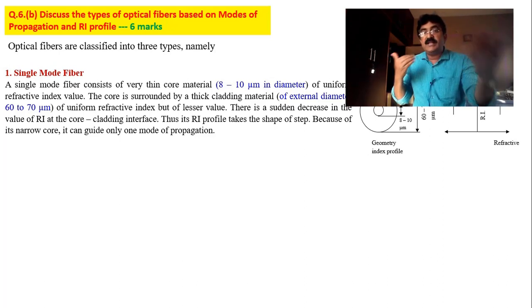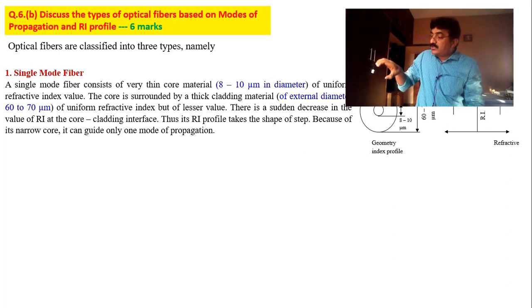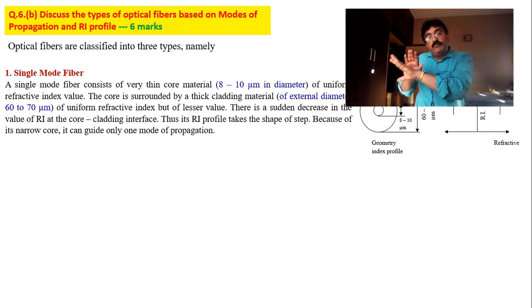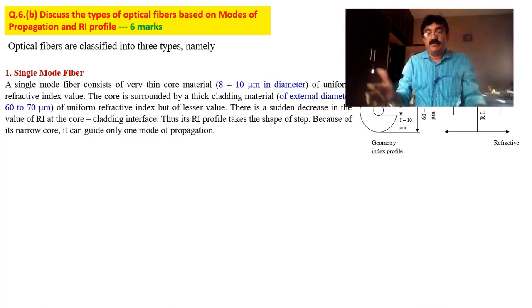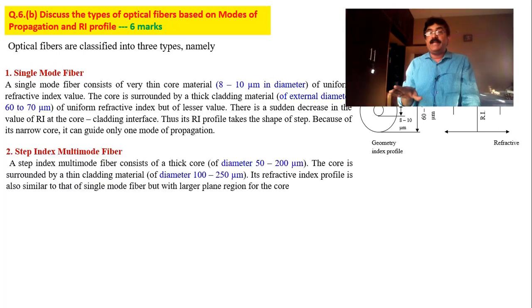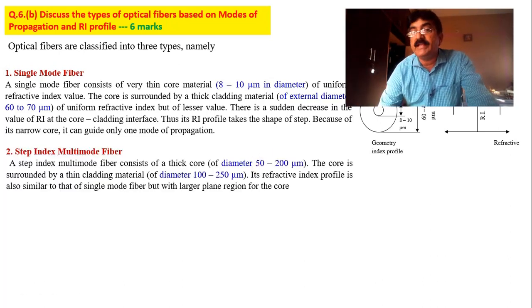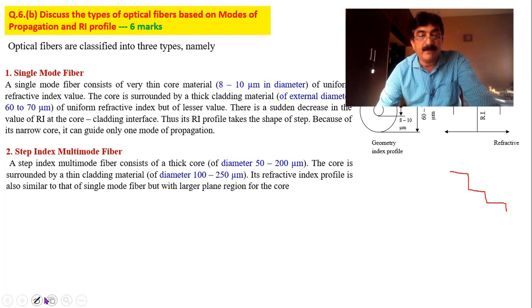Suppose if you increase the dimension, you enlarge the core size, enlarge the clad size without changing the refractive index, then it becomes multi-mode. Step index only. Why is it called step index? Because the refractive index is varying in the form of a step. Look at the refractive index, it is like this and then like this and then like this. This is the reason why it is called a step index.